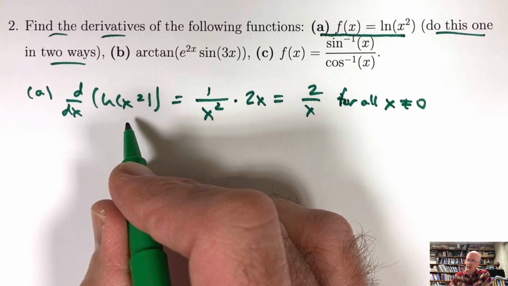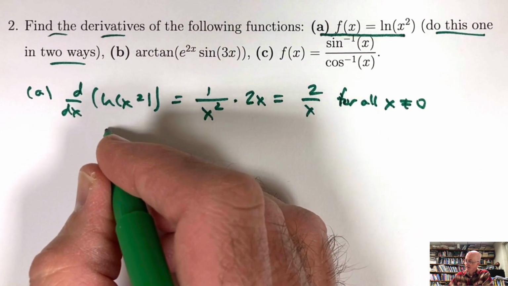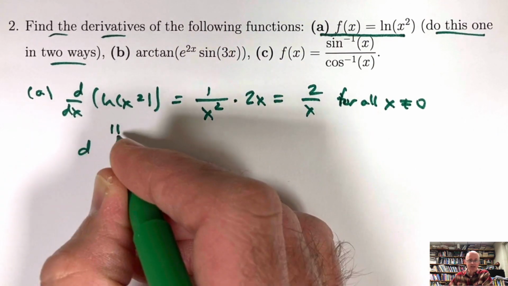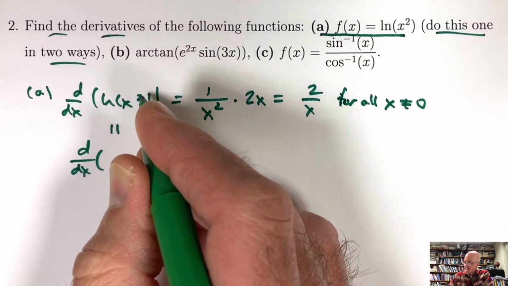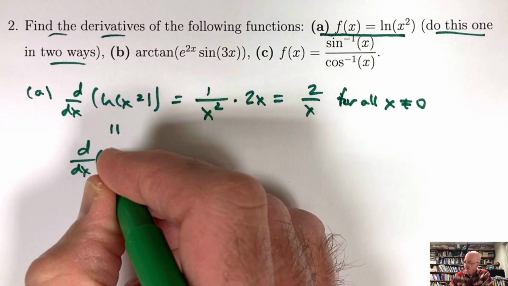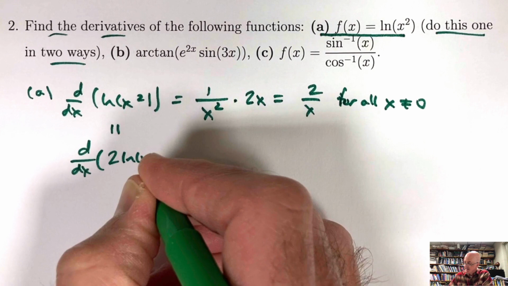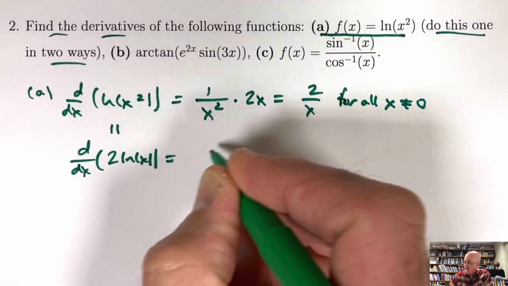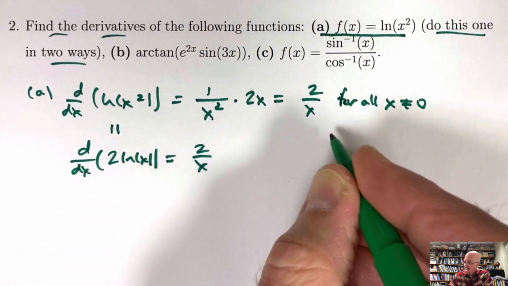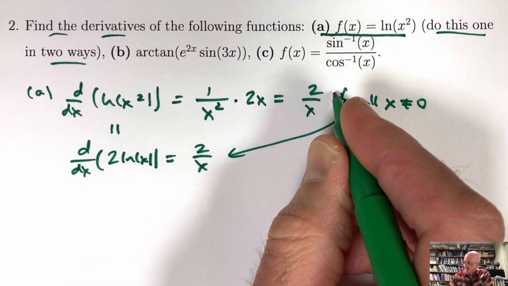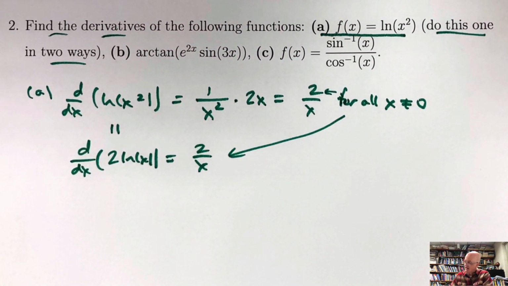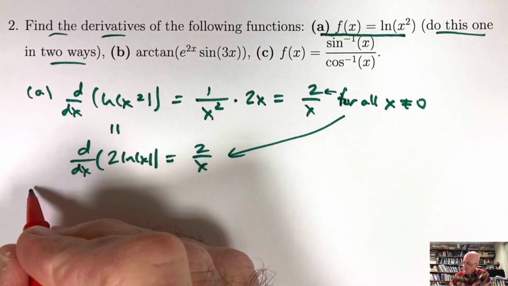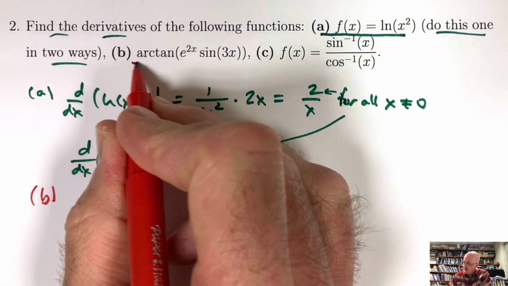What would be the second way to do it? How about use a property of logarithms? This would also equal the derivative with respect to x of, bring that power out in front, 2 times the natural log of x. Hey, yeah, that's another reason why the answer is 2 over x. That's also true for all x not equal to 0. Kind of amazing. All right, part B. Find the derivative with respect to x of this function that you see here.